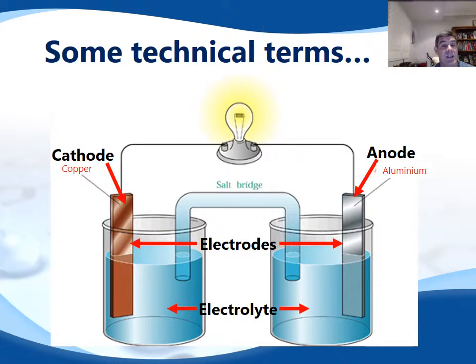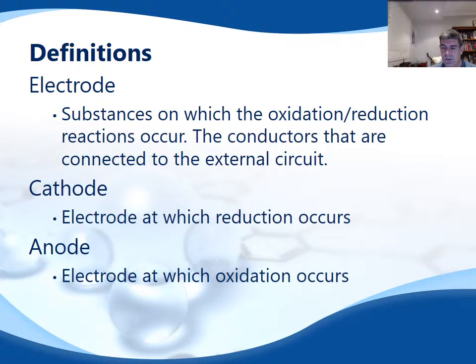The two substances that conduct the electricity in the solution are called electrodes, and the solution, which needs to contain ions because it too will need to be conductive, is called the electrolyte. The electrodes are substances on which the oxidation reduction reactions occur. They can participate, or they can be inert. They can simply conduct and allow other reactions to occur around them. They are simply the conductors that allow the passage of electrons through that external circuit.